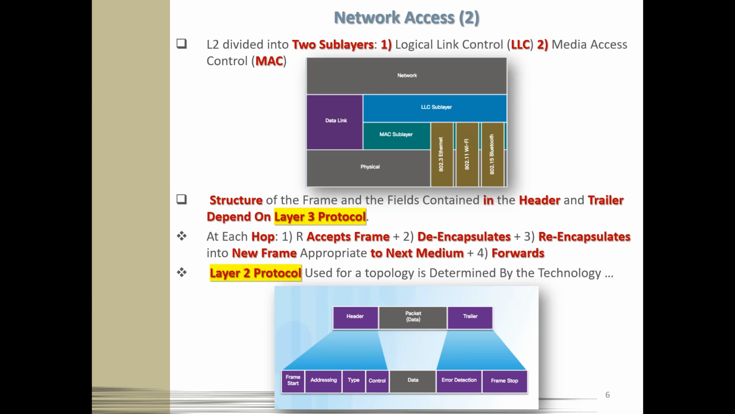So data link layer protocols include Ethernet, 802.11 wireless, point-to-point protocol PPP, HDLC, frame relay, whatever it is. Before forwarding a received frame to the next segment with any of these technologies like Ethernet or wireless or PPP, we need to re-encapsulate the received frame into a new frame according to the technology of the next segment.